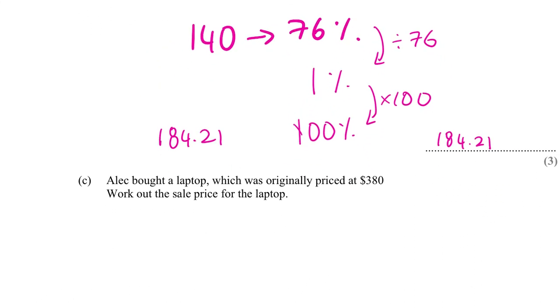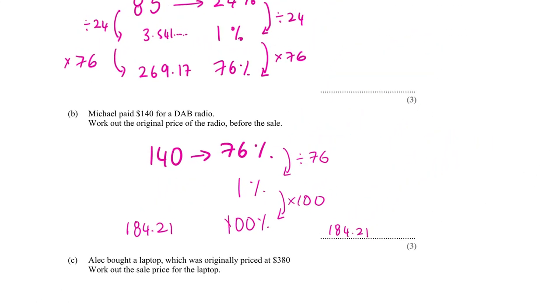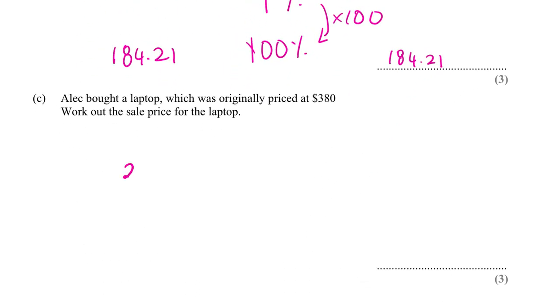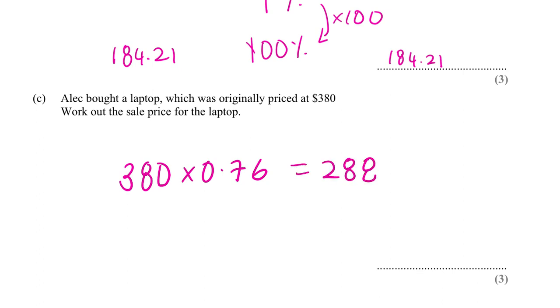Perfect. Part C. It says Alec bought a laptop which was originally priced at $380. Work out the sale price of the laptop. We know in the sale we only want 76%. As a multiplier, this is 0.76. So to find the sale price, I can do 380 times 0.76. And the answer is £288.80 or dollars.